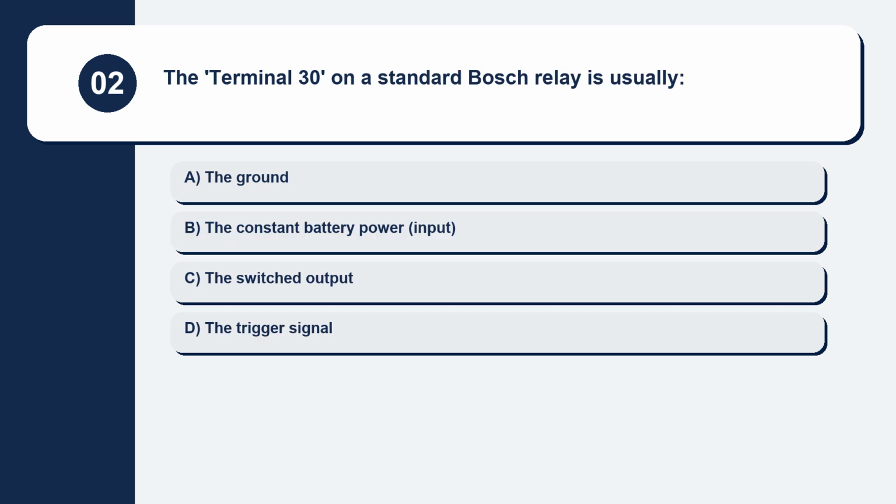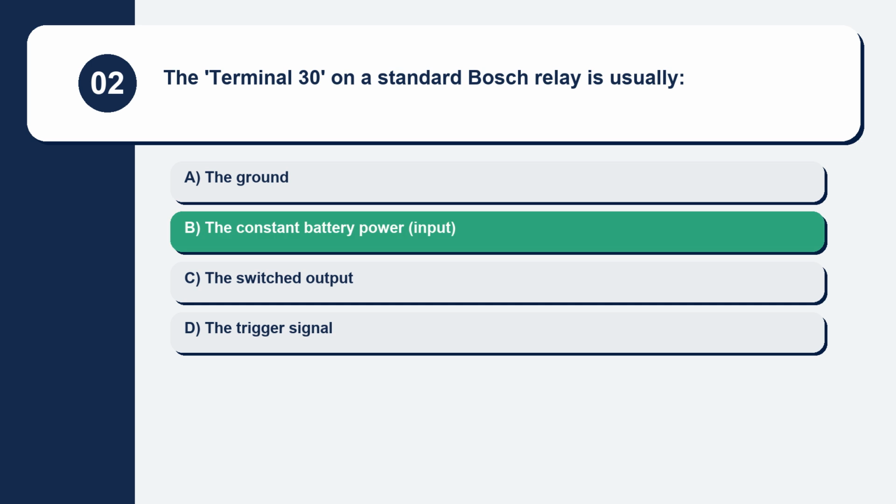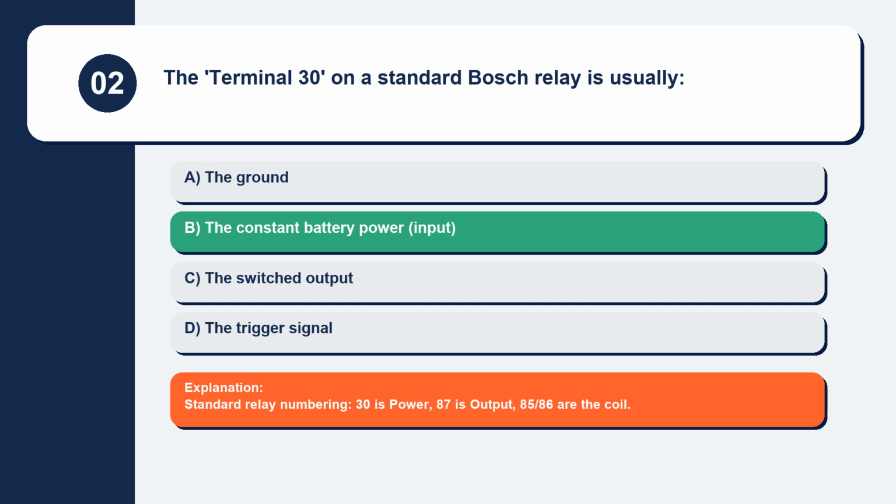Question 2. The terminal 30 on a standard Bosch relay is usually the ground, the constant battery power input, the switched output, the trigger signal. Standard relay numbering: 30 is power, 87 is output, 85/86 are the coil.